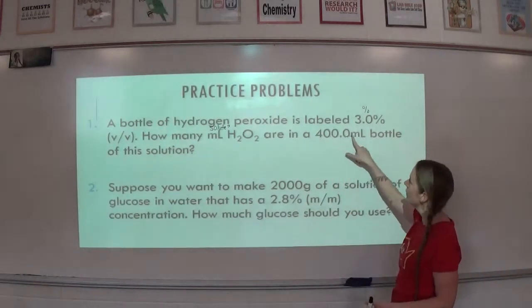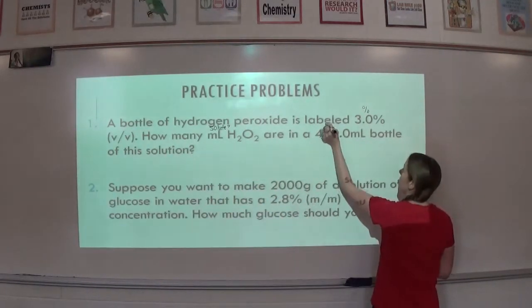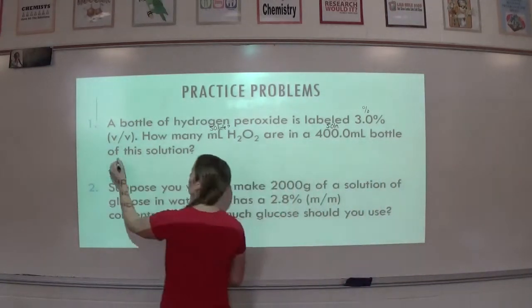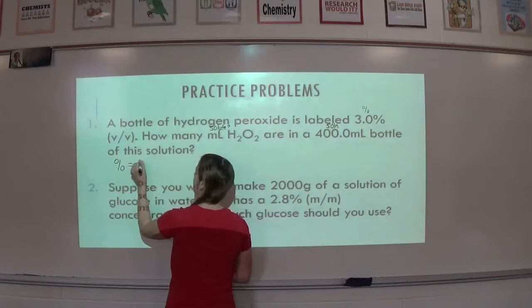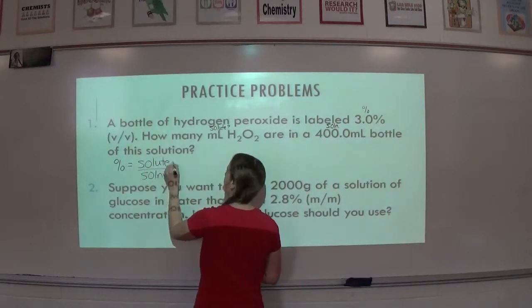Well, if you read 400 milliliter bottle of this solution. So that's how we know this is the solution and not the solute. All right, but we got to rearrange the formula this time. So let's go over how to do that. So percentage is solute over solution times 100.